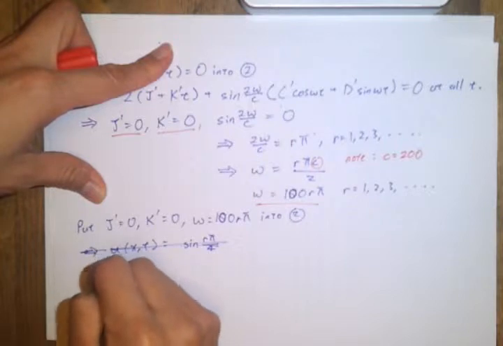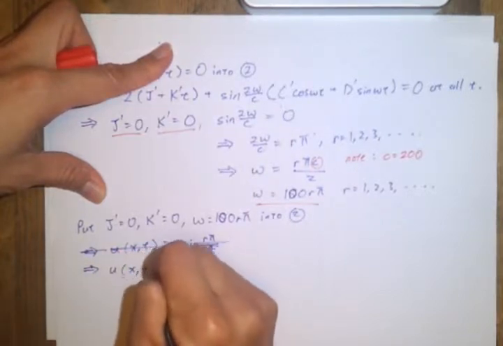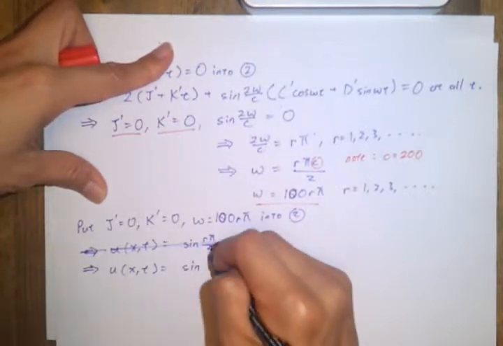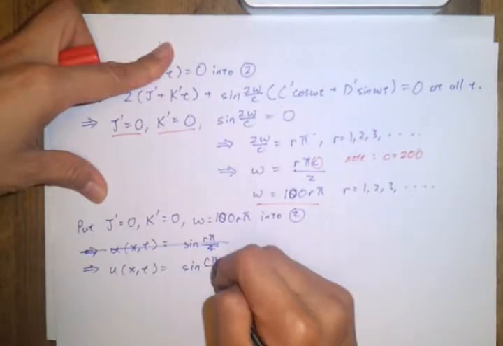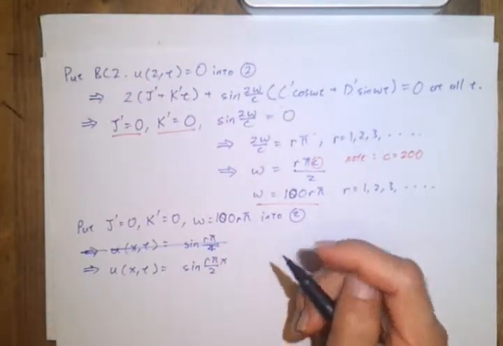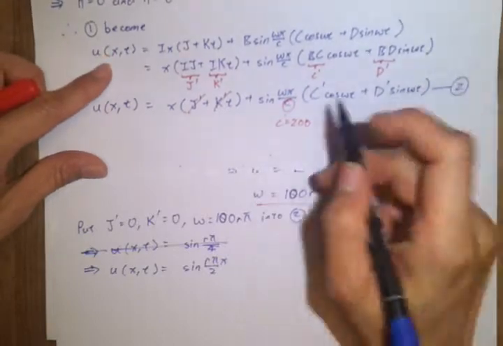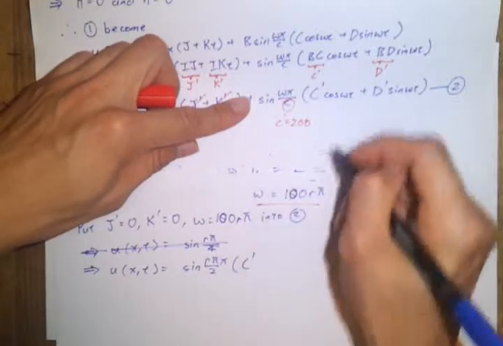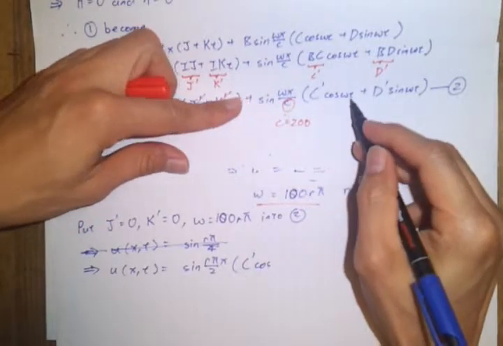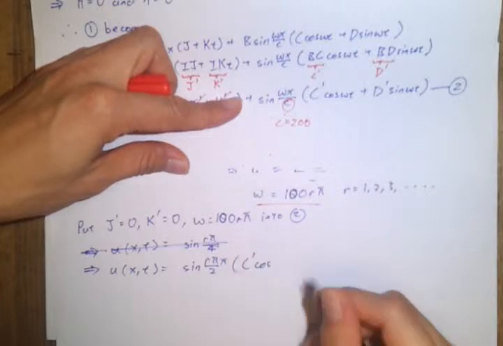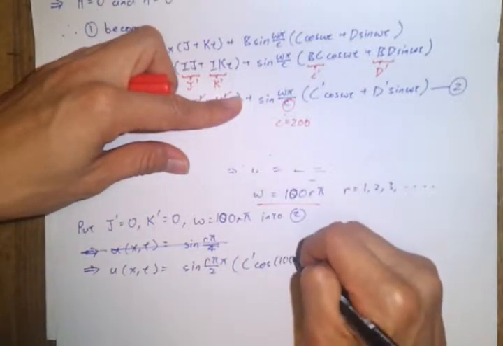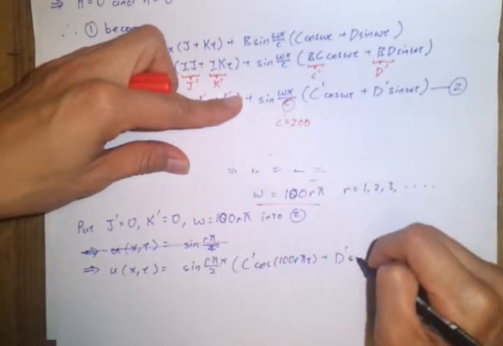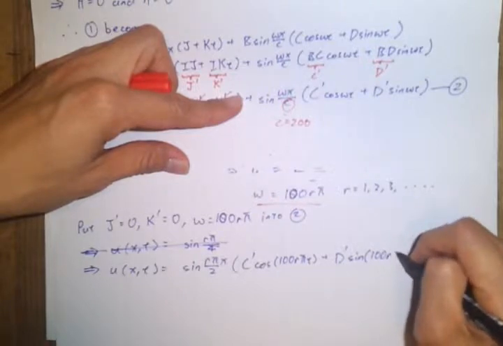Okay, so maybe there's a mistake here. So this means that u at x plus t is sine r pi over 2 x, right? Then you have c prime cos omega t. So omega is 100 r pi. So you have cos 100 r pi t plus d prime sine 100 r pi t.